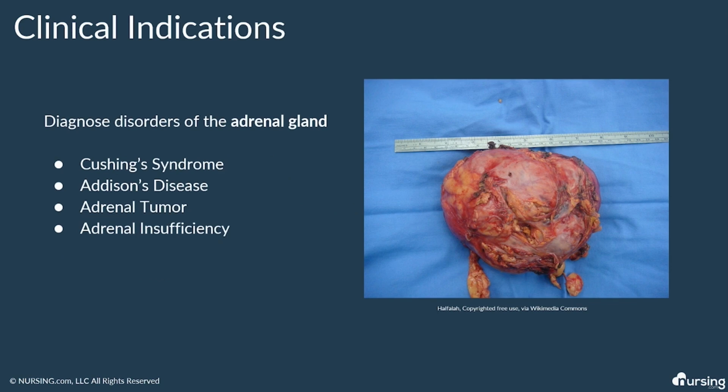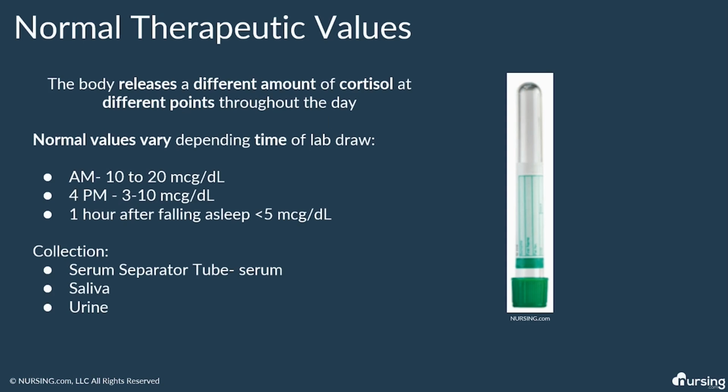Some clinical indications for why we would draw this lab are to diagnose disorders of the adrenal gland. So, what are some disorders of the adrenal gland? Well, there's Cushing's syndrome, where there's an influx of hormone. There's Addison's disease, where there's a lack of it. And there could even be adrenal tumors that produce too much or too little of hormones. And then there's also when there's an insufficiency. We want to know how much cortisol is there. Are the adrenal glands working properly? Are we seeing Cushing's syndrome or Addison's disease?